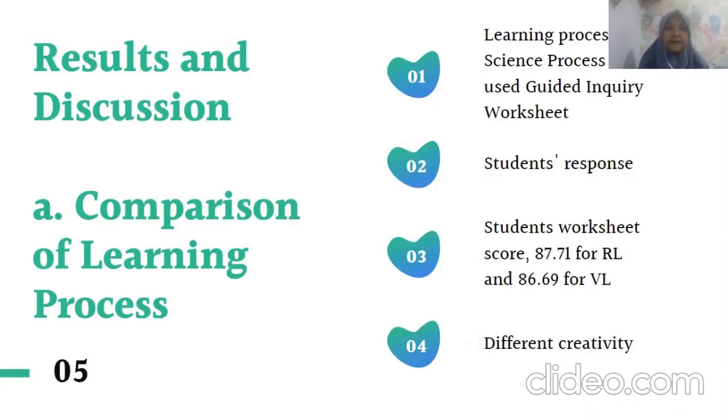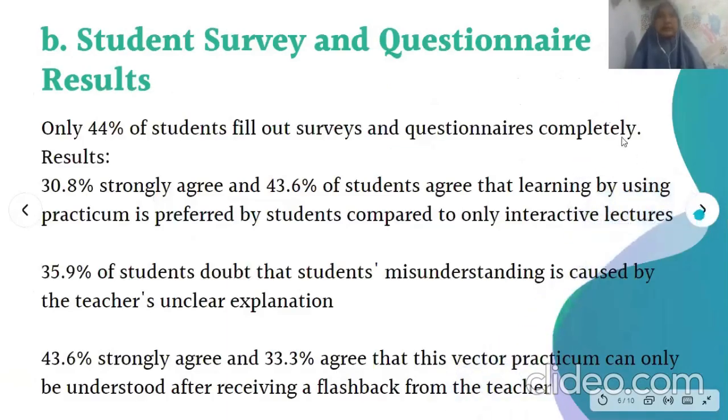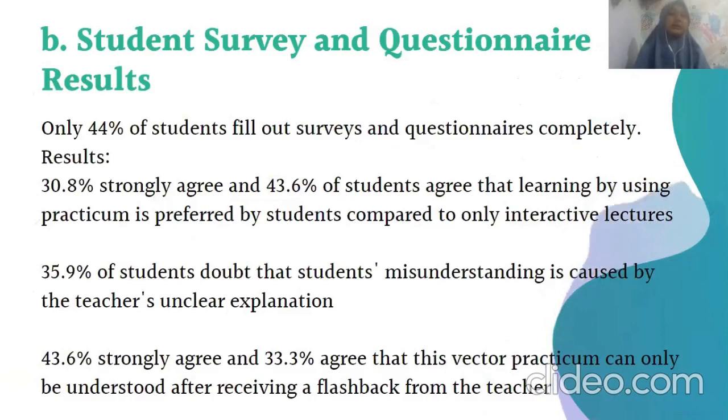fast to them. But in the online class, they know more about the simulators and they can work independently. They have a different creativity that builds in the online class and offline class. The second one is the student survey and questionnaire result.